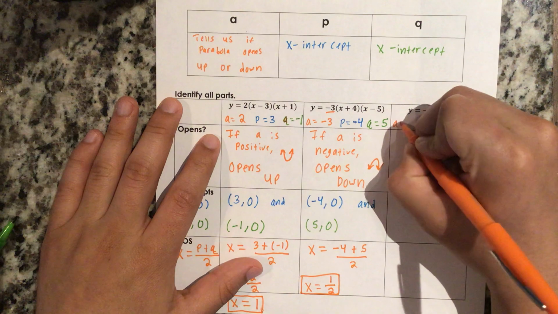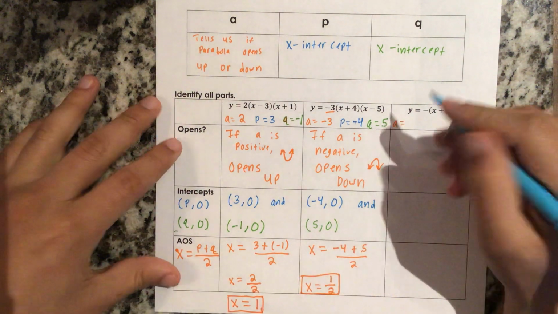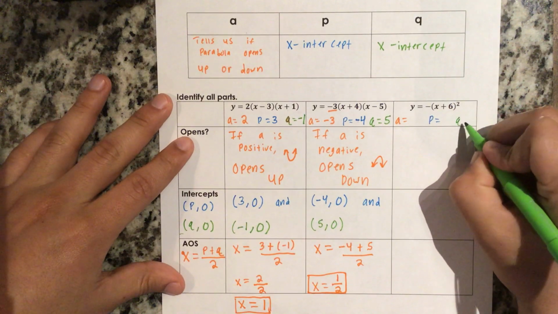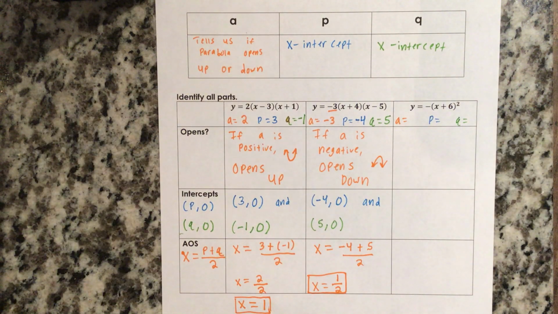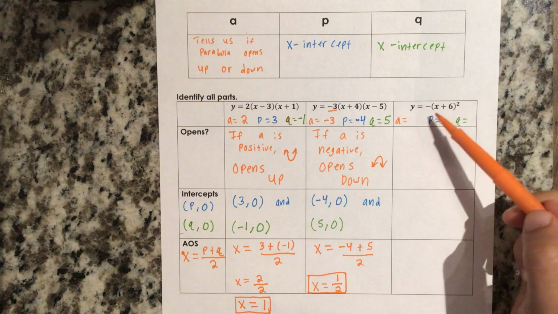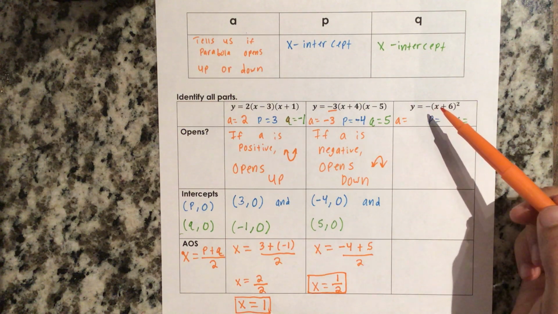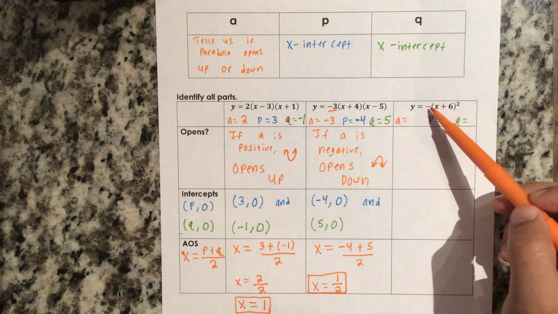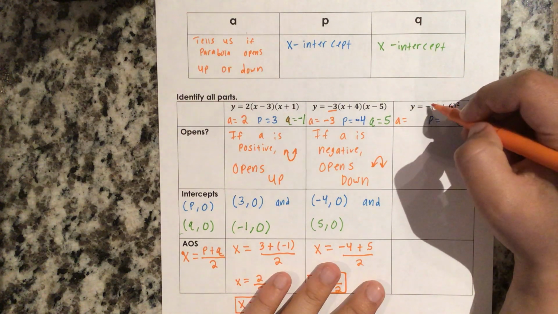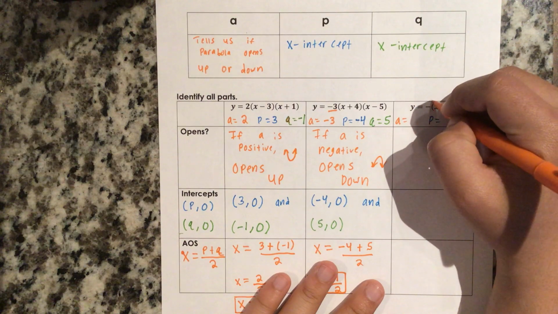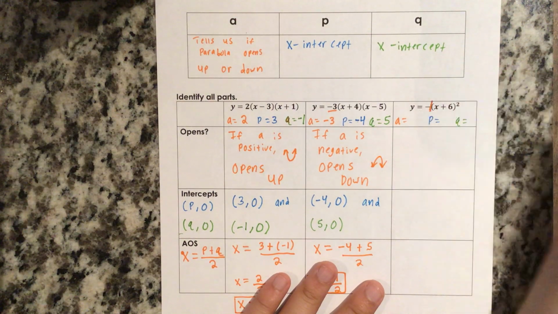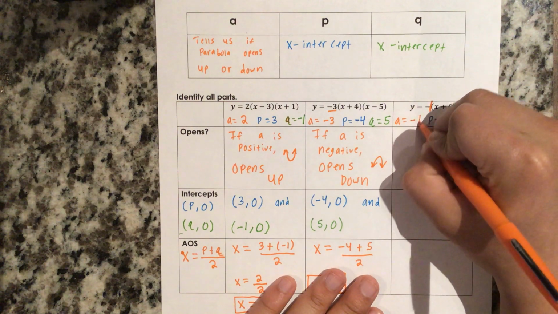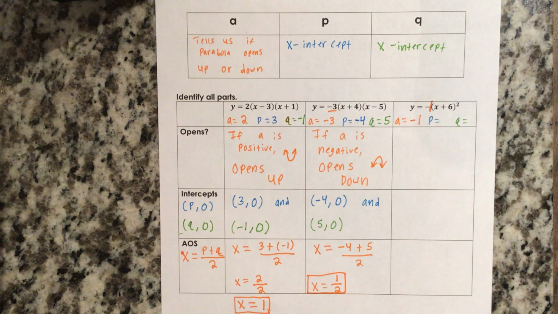So I'm going to have an A, I'm going to have a P, and I'm going to have a Q, just like that, all right? So A, all I see in front is this negative sign, right? But we've seen it over and over again. If I have a negative sign right there, there's an imaginary 1, which means my A is -1. Okay, you have to remember that.